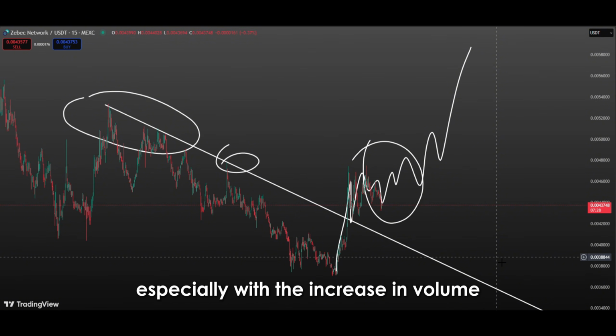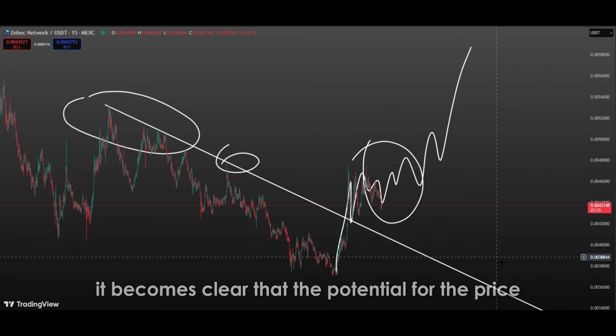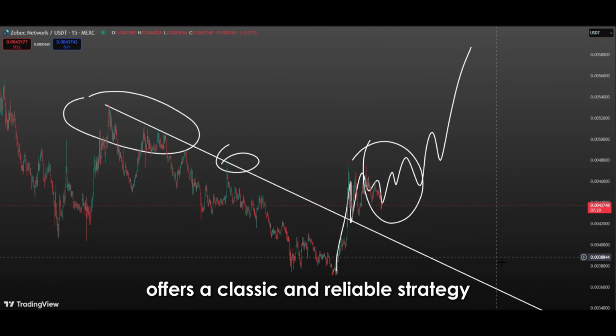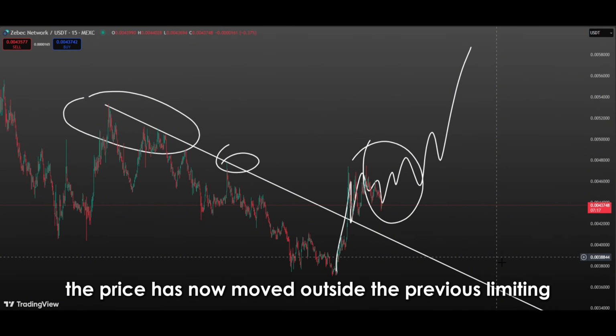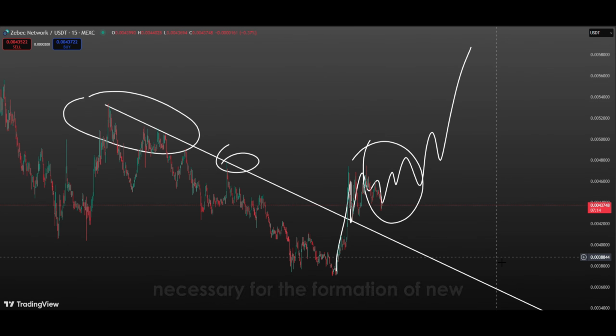Especially with the increase in volume after the rise and the re-entry of buyers into the market, it becomes clear that the potential for the price to reach higher levels is strong. For investors in particular, this kind of breakout-retest-uptrend trilogy offers a classic and reliable strategy for opening positions. The price has now moved outside the previous limiting structure and is creating a new space for itself. This indicates that the room necessary for the formation of new high points in the future has now opened up.